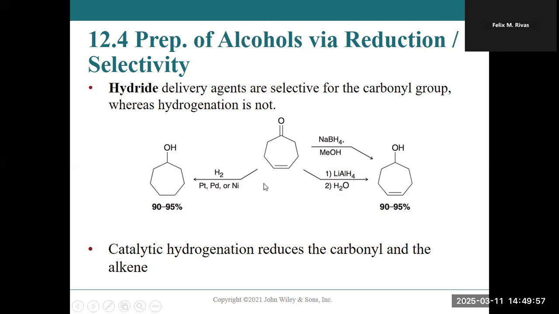On the left side of the slide, we have the alternative way of reducing the carbon-oxygen double bond by using hydrogen gas. But notice here that when you reduce the carbon-oxygen double bond to get the alcohol, you're also reducing the carbon-carbon double bond to make a single bond. So this is a great reagent, but it's not selective. It doesn't select for the carbon-carbon double bond versus the carbon-oxygen double bond. These reagents do. Sodium borohydride and lithium aluminum hydride only go after the carbon-oxygen double bond and leave the carbon-carbon double bond intact.